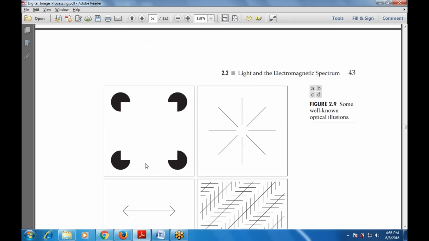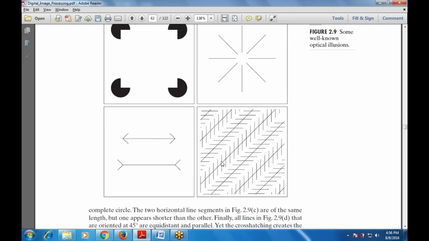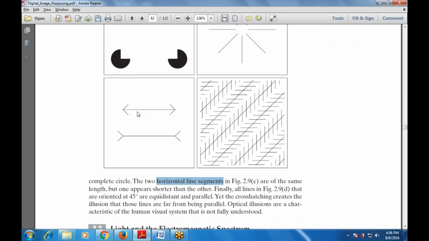Now, tell me if there are any doubts in these four figures, figure 2.9a, b, c, and d. This is a square, this is a circle, these are lines, and this is the 45 degree angle. These are the four well-known optical illusions. The second one is a complete circle, then C is horizontal lines, then D is 45 degree lines that are equidistant and parallel, and yet the cross hatching creates the illusion that those lines are far from being parallel. Optical illusions are a characteristic of the human visual system that is not fully understood.